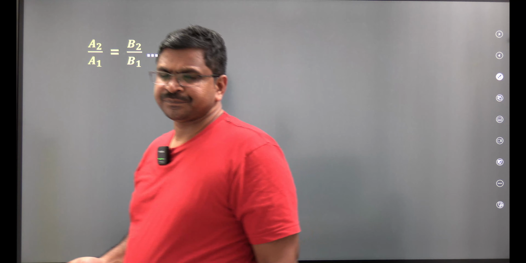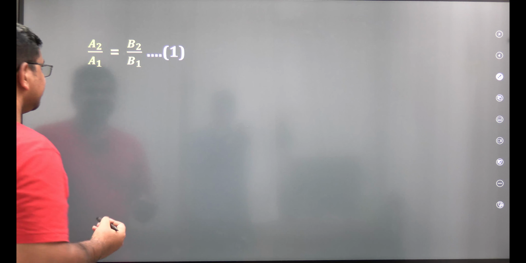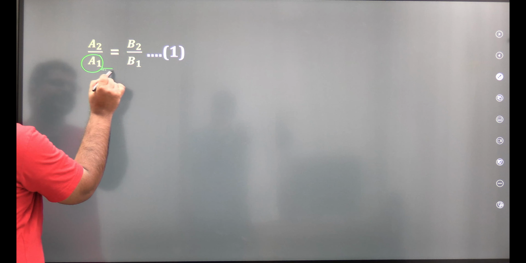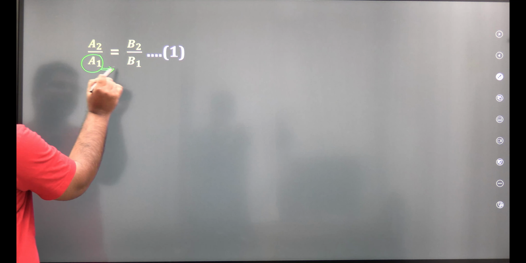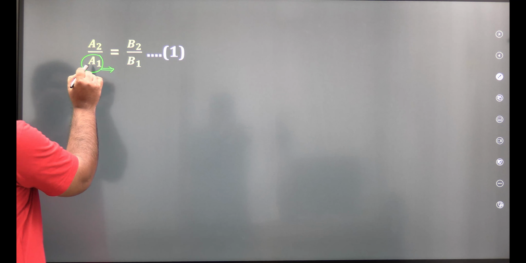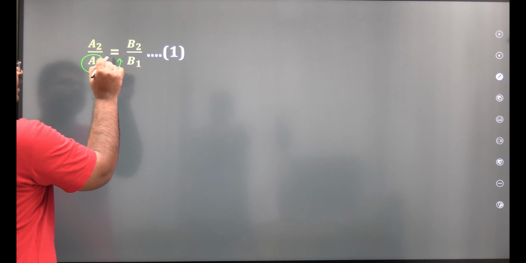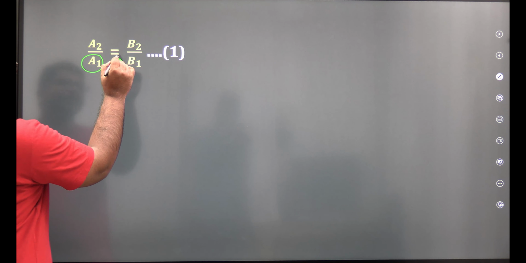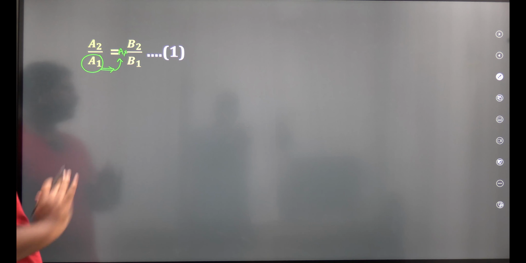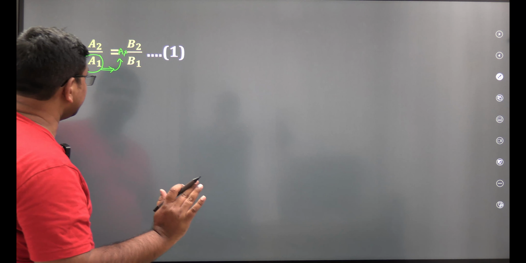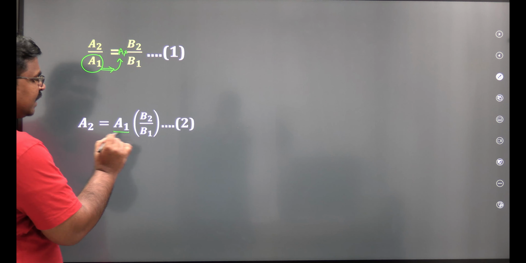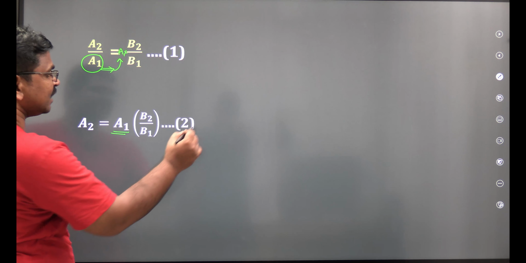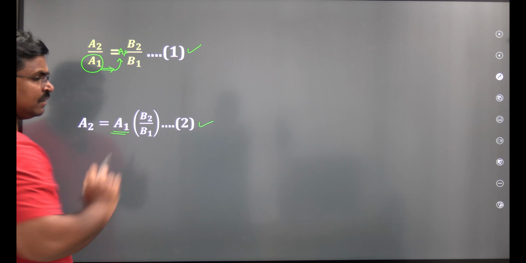Suppose I go to the next level of mathematical operation, the simplification. Suppose A1 is taken to the right hand side. As it is in the denominator, as per the transpose method, this is a division operation, so it must become a multiplication operation on the other side. So now A2 equal to A1 times B2 by B1. This is the first level application and this is the second level application.